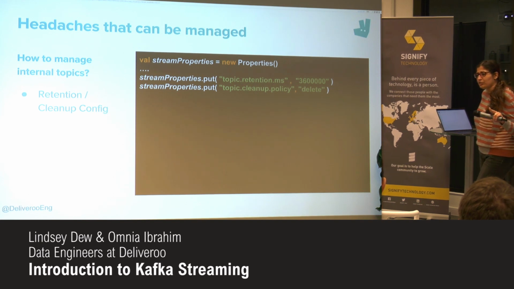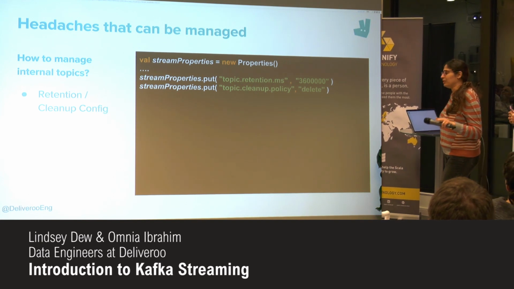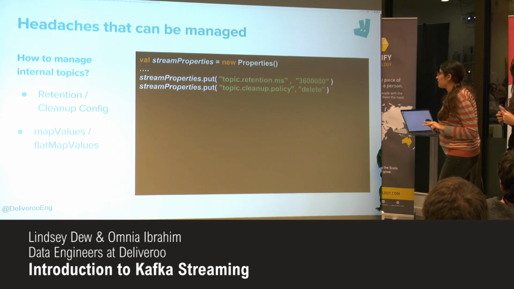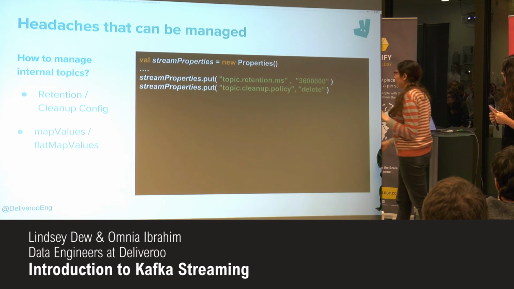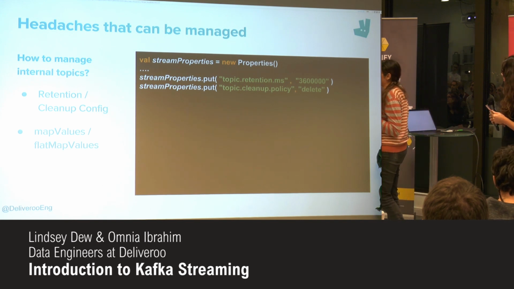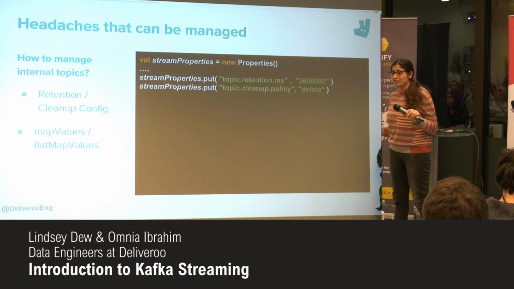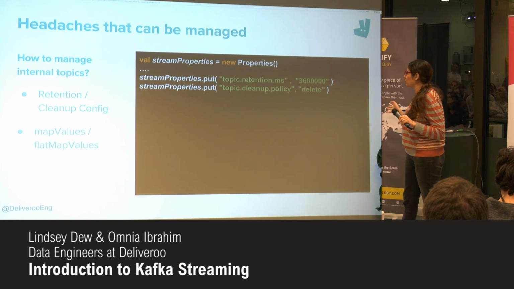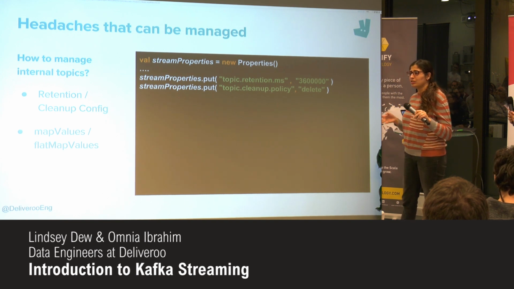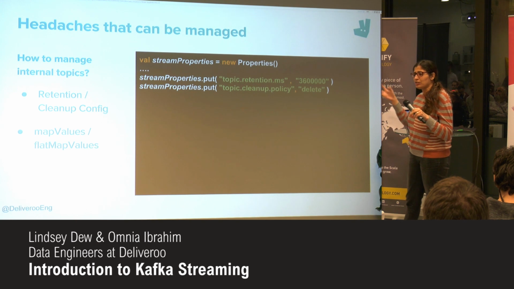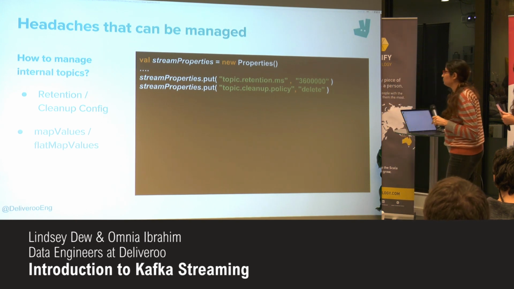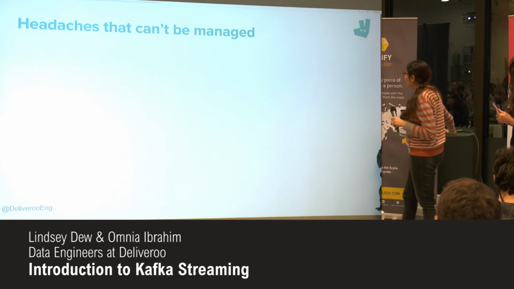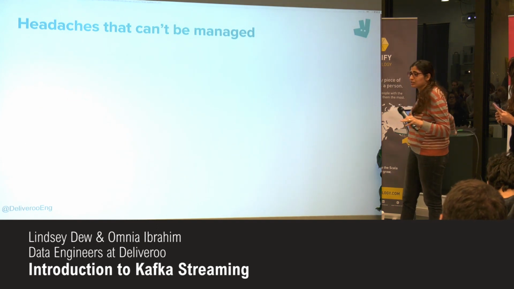This will end up with less data in your cluster, but you still have topics in your cluster. The other thing, avoid map. Don't do mapping. Instead, use map values and flat map values, so you don't touch the keys at all. In our case, this was impossible because the keys weren't the same format, so we needed to make both of them the same format. We had no choice in this. So this was a headache that you can manage.